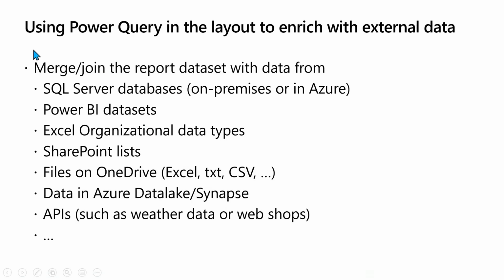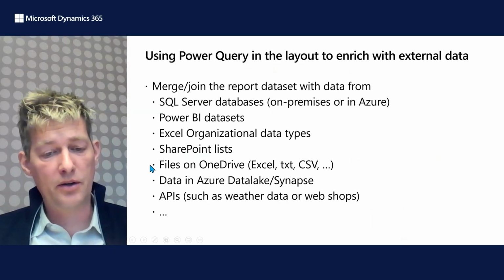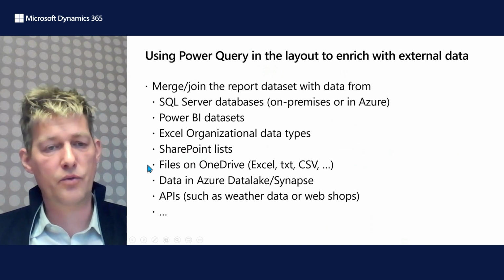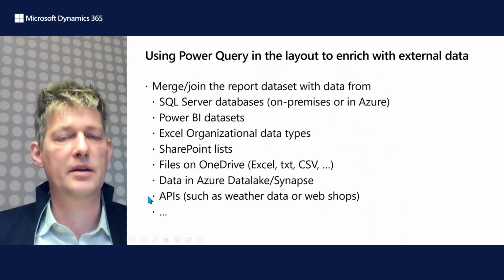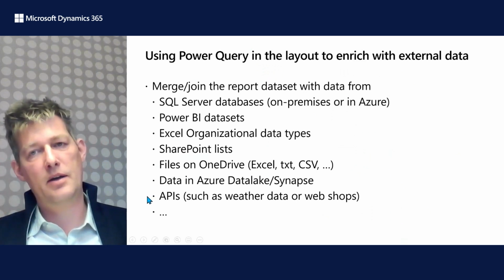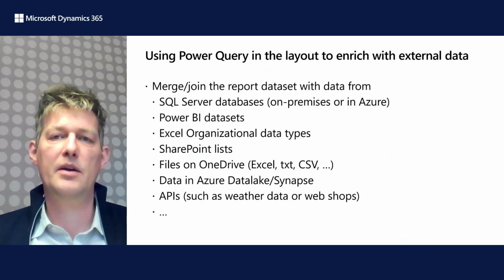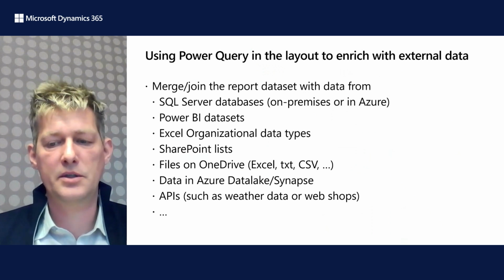So to sum up for Power Query, you can merge and join the report dataset with data from any data source you can imagine: SQL Server databases, on-premises or in Azure, Power BI datasets, Excel organizational data types, SharePoint lists, any files either online or on a file server. You could even have a file residing on the desktop of the user running that report. Azure Data Lake, Synapse, APIs, whatever you can imagine. Take that data in Power Query and enrich your report data set to make really compelling reports for Business Central.